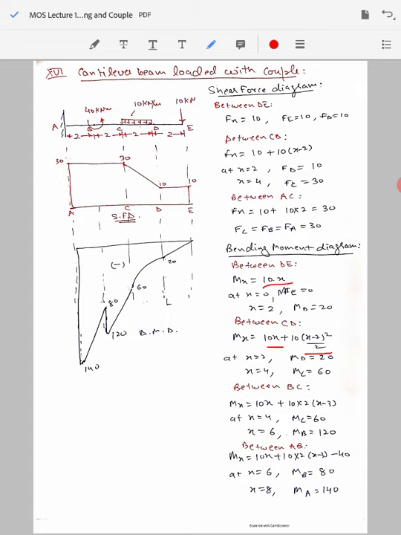So far so good. So when you have reached CD, you can evaluate this value for x equal to 2 and x equal to 4. That means for point D and point C, you can evaluate the value of bending moment using this equation. Now let's reach the span BC.